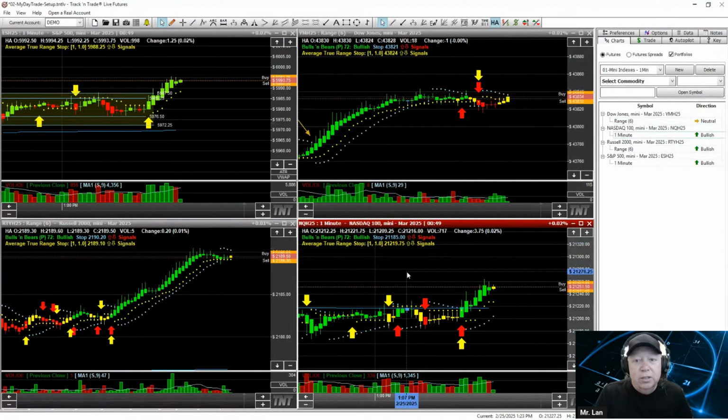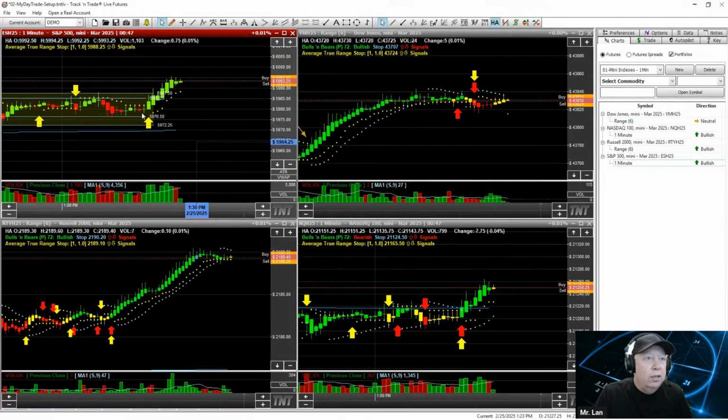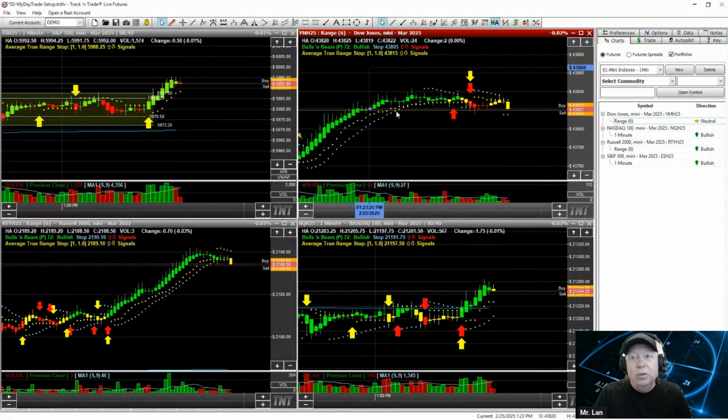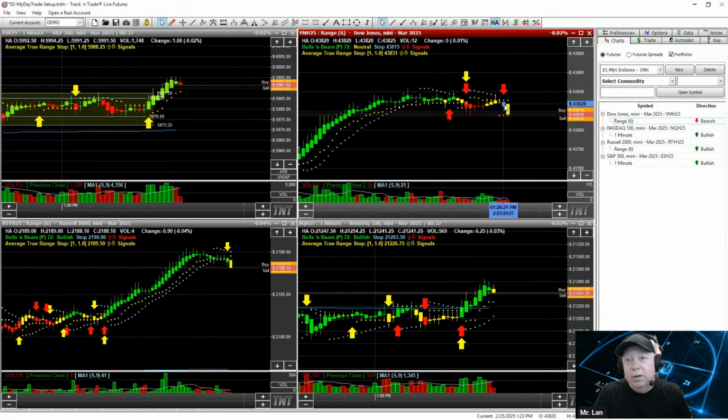Okay, so these 2 are 1-minute charts. So your NASDAQ is a 1-minute chart. Your S&P 500 is a 1-minute chart. Russell is a range bar chart, and the Dow is a range bar chart. We're getting ready to flush back down.